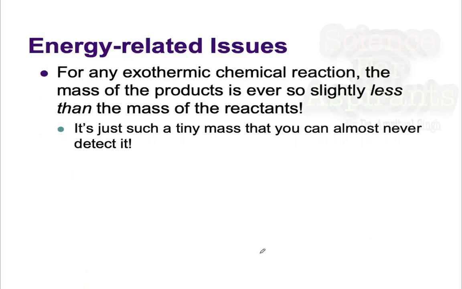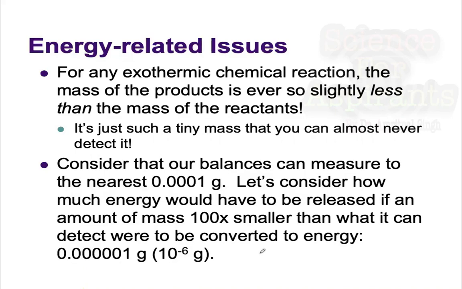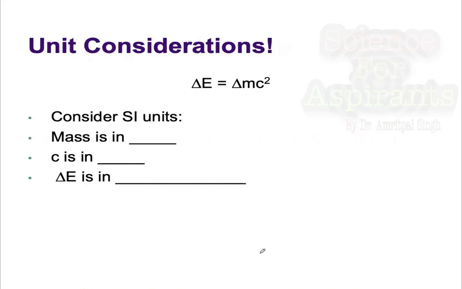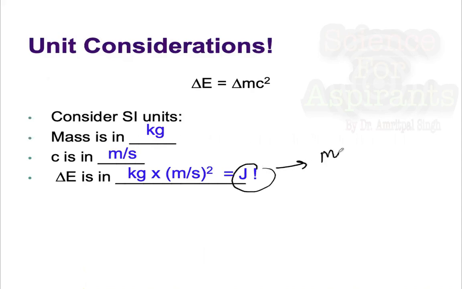For an exothermic reaction, exothermic reactions are those in which energy is released. How much energy is released, we can calculate from the change in mass between the reactants and the products. The energy is generally calculated in joules, and from joules we can convert it into mega electron volts, because the energy released by these nucleons or electrons is very, very high. So we need to calculate it in terms of mega electron volts or giga electron volts.